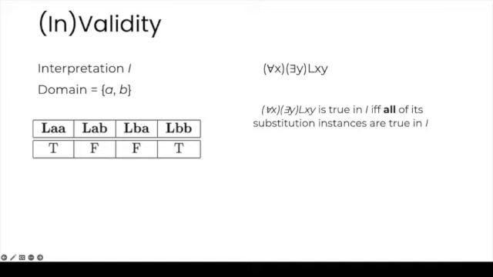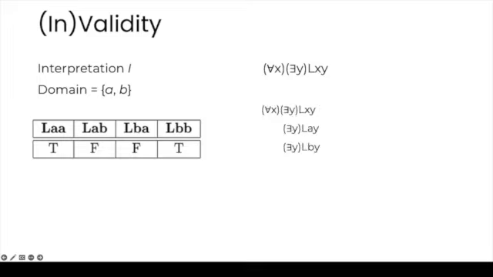Remember that in a counterexample, the premises must be true and the conclusion must be false. We only have one premise, so the first step is to make that premise true. And the premise is a universally quantified sentence. And this sentence is true if all of its substitution instances are true in I. So there are two substitution instances. And again, this domain is different from our previous example. Here we have just two people. And so the two substitution instances are, there is a y, Lay, and there is a y, Lby.